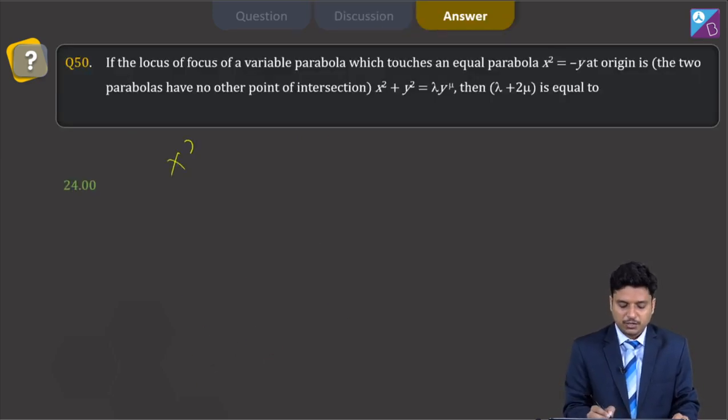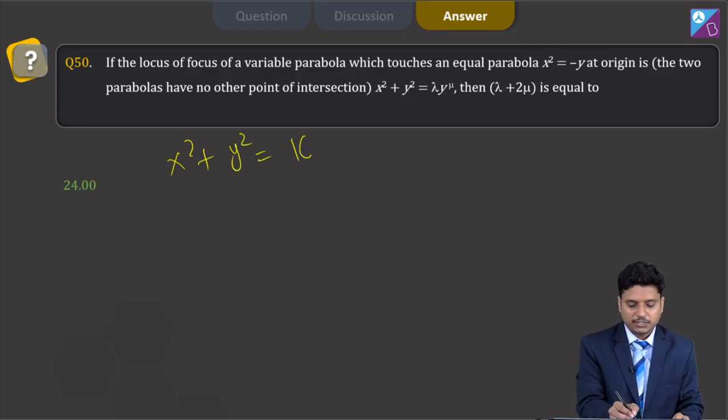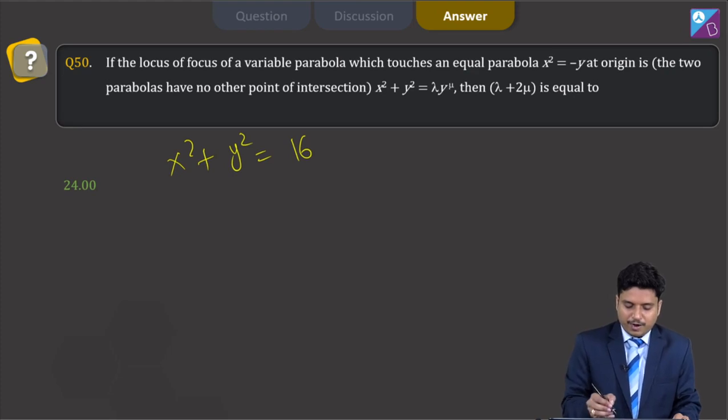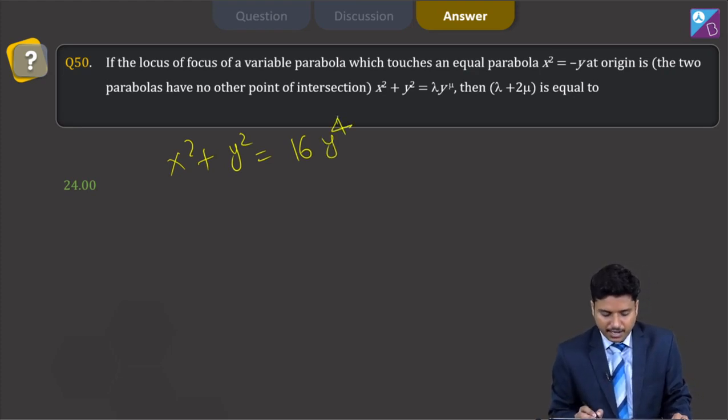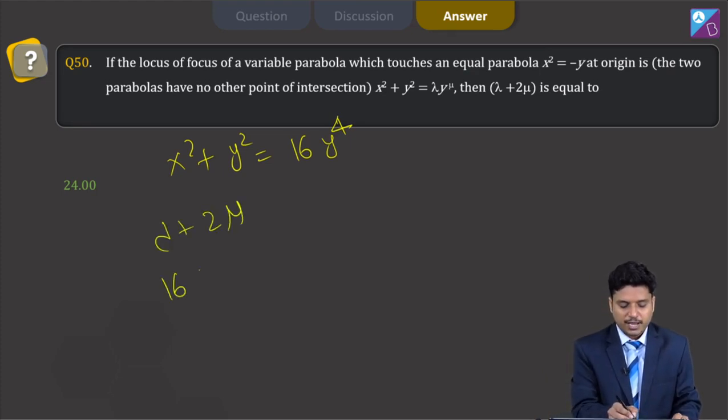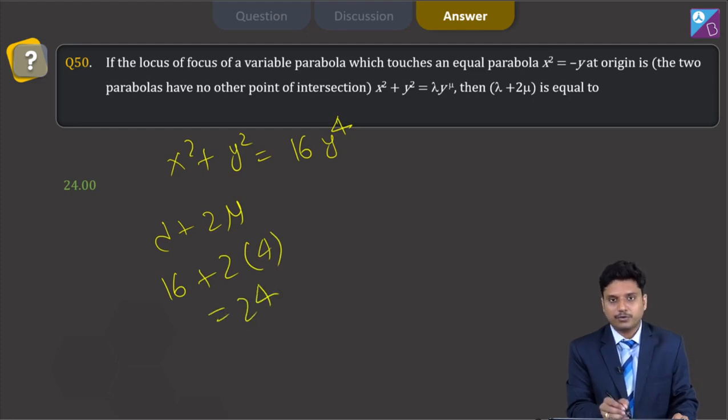That means locus for this will be x square plus y square equal to 16 into y raised to power 4. That means for us lambda is 16 and mu is 2. So lambda plus 2 mu can be calculated as 16 plus 2 into 4, that is equal to 24.